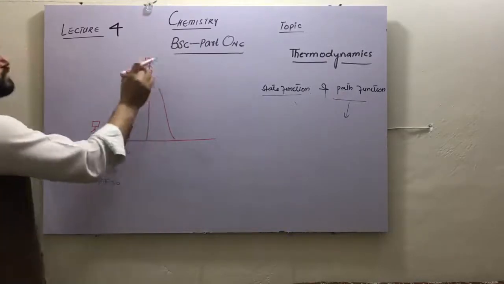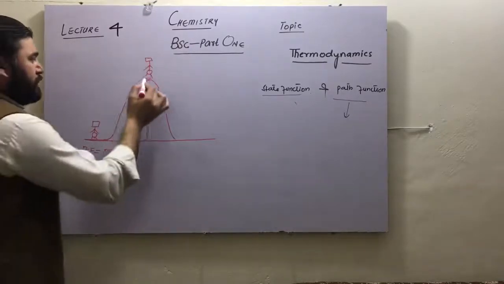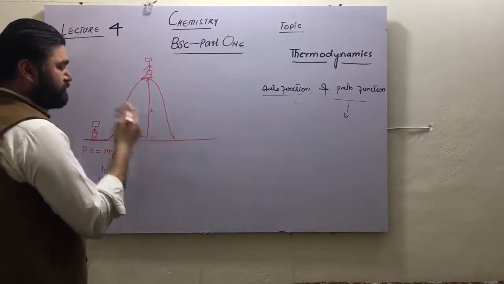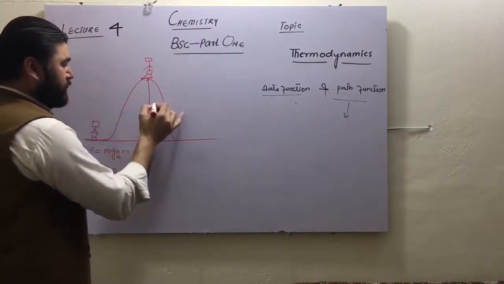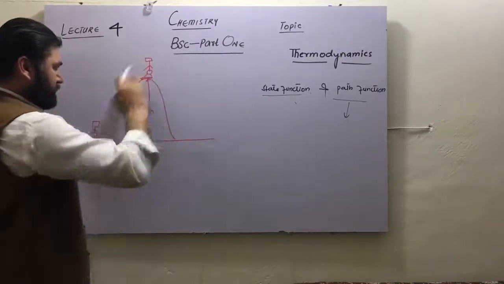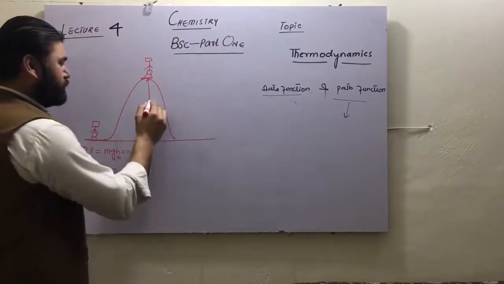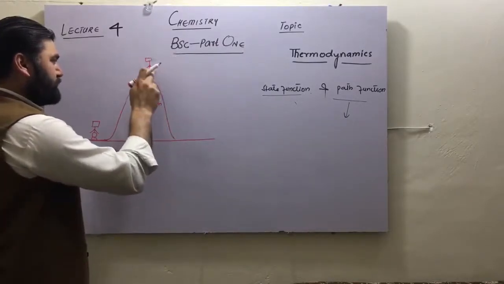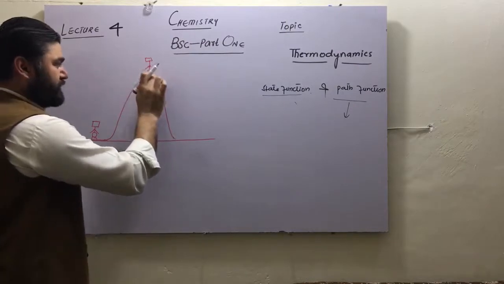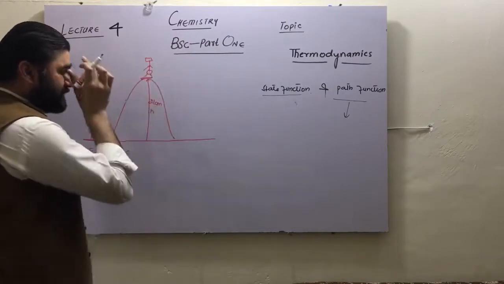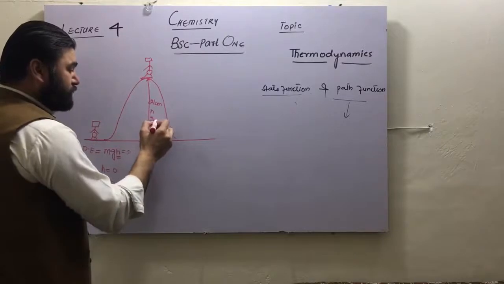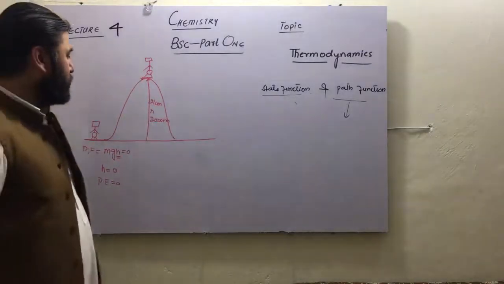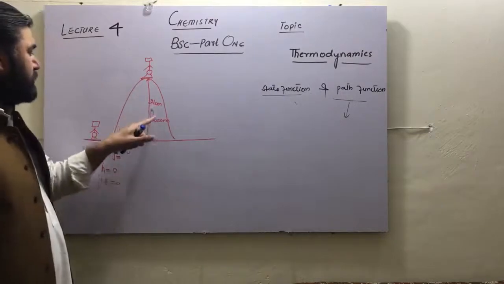Now see, this person is now at the top. This is called height. And what is the height? Let me write how much height. It is 2 meter. Or 2 meter is very small. We can say 2 kilometer. So this person is lying on the top of this hill at a distance of 2 kilometer. So we can say 2000 meter, because 1 kilometer contains 1000 meters. So 2 kilometer means 2000 meter.